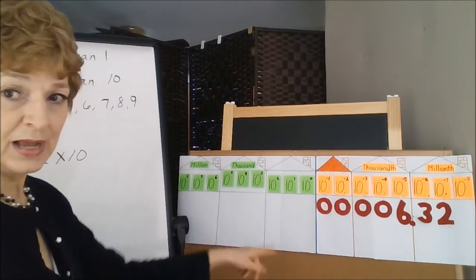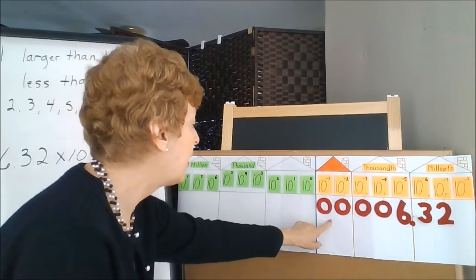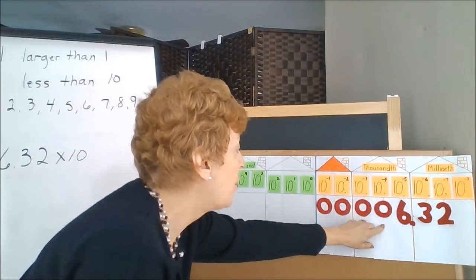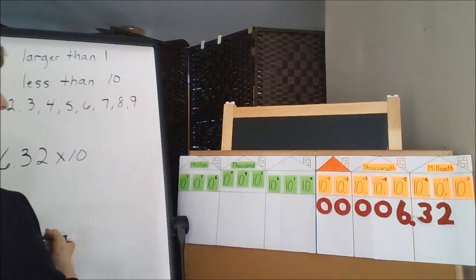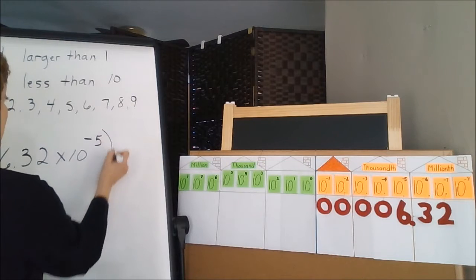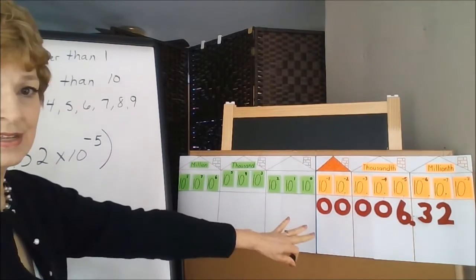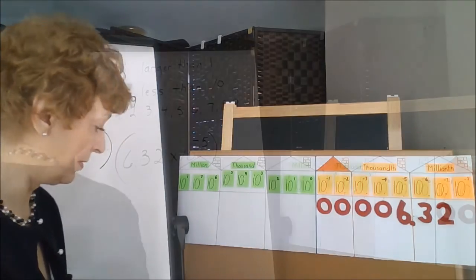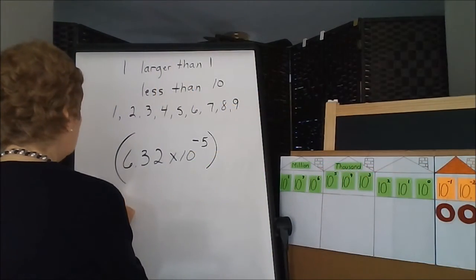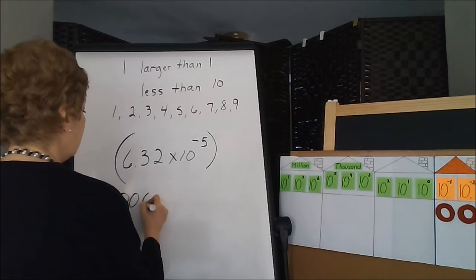How many columns did we move this? It started here at the railroad track and went 1, 2, 3, 4, 5. But we're in the fractional numbers, so this would be a negative 5. So that would be the scientific notation for this number on the felt board. What if our next example was, let's give this a lot of zeros.